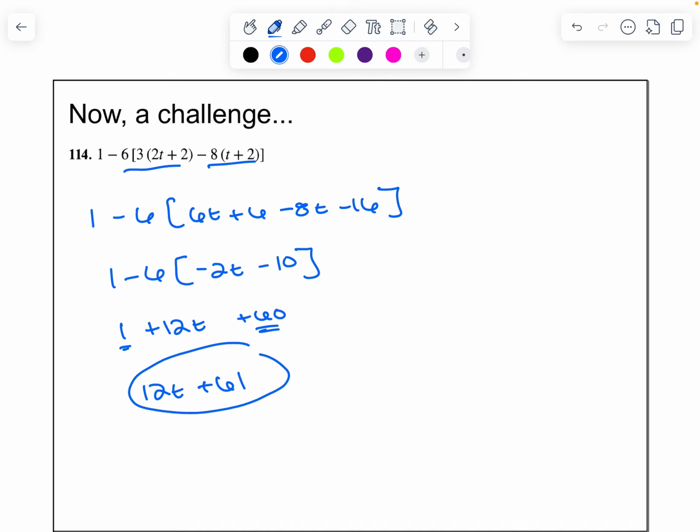Notice that this is much more simple. We're asked to simplify that expression. That's a much more simple way of writing the same expression. They mean the same thing. The bottom one is more simple than the top one.